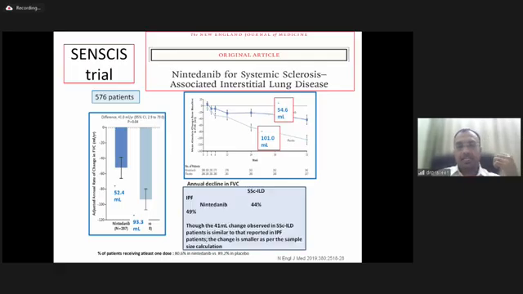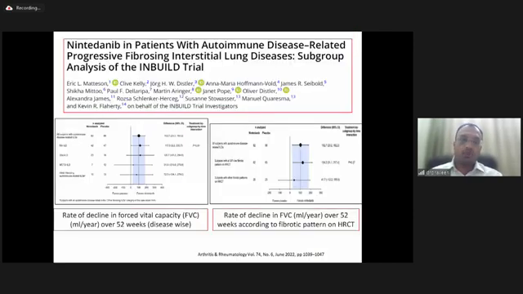Even the annual decline in FVC, because these patients were already on immunosuppressants, the absolute decline in FVC was significant, but the relative decline p value was not very significant at that point of time. Then this is from the subgroup analysis of the INBUILD trial, where they looked into the autoimmune group of disorders. What was found is the rate of decline in FVC over 1 year, both disease-wise as well as fibrotic pattern-wise, both were favoring the use of nintedanib in these patients.